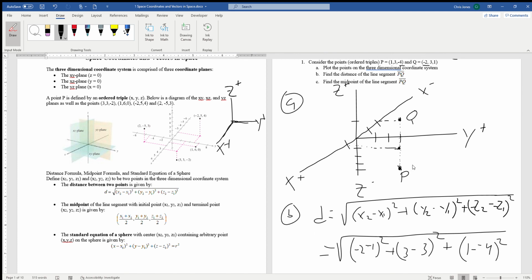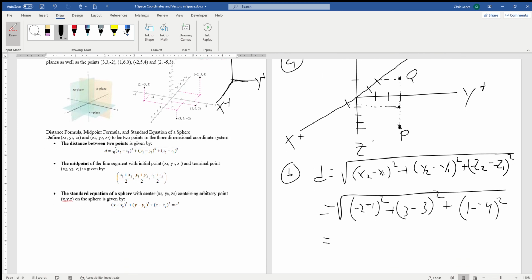And then we just go through and compute that. Negative 3 squared is 9. 3 minus 3 squared is 0. 1 minus negative 4 is 5 squared. And we end up with the square root of 34.